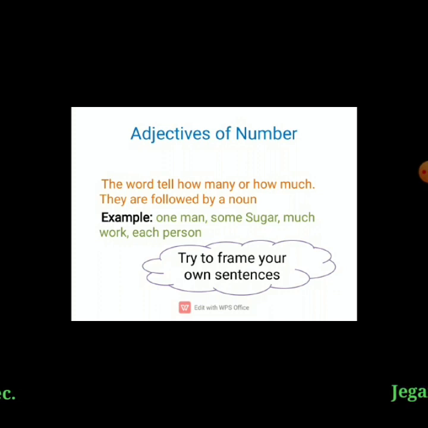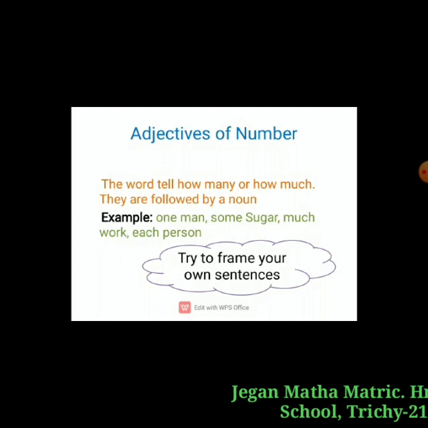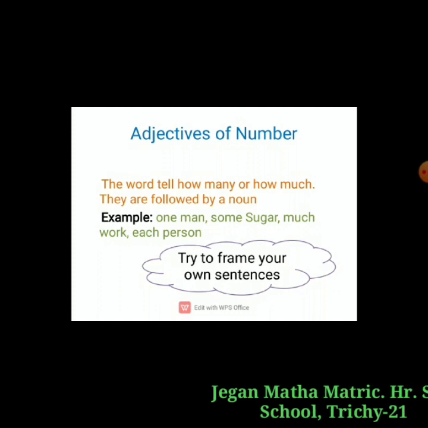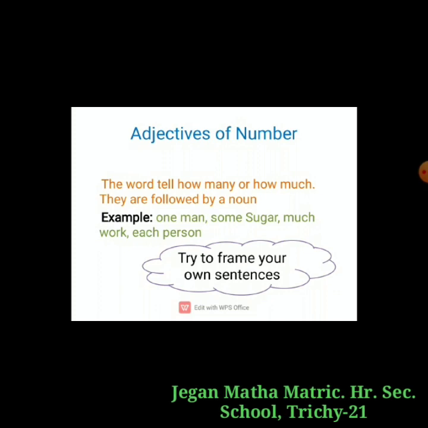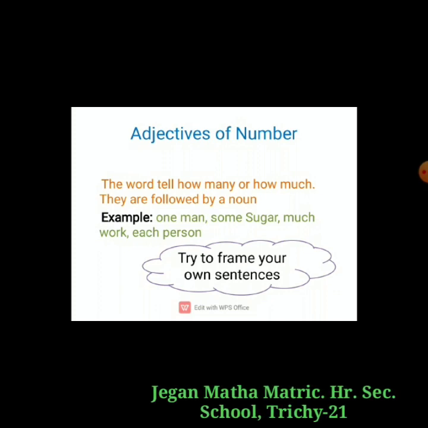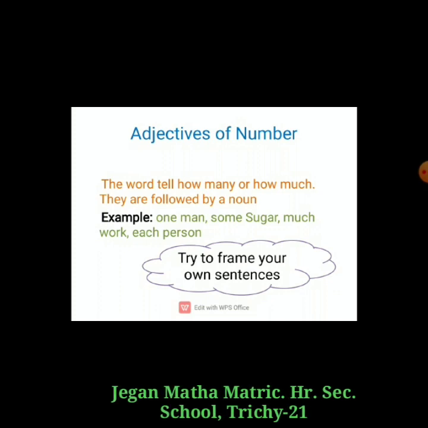They are followed by a noun. For example, one man, some sugar, much work, each person. One man is an exact number, so we use definite. Some sugar, indefinite numeral adjective. Much work, indefinite. Each person. So adjective of number falls into two groups. Try to frame your own sentences with definite and indefinite numeral adjectives.